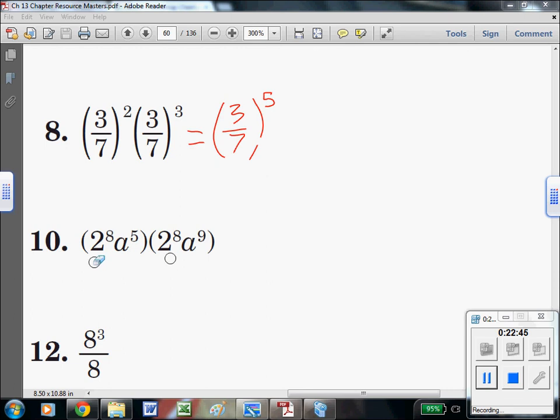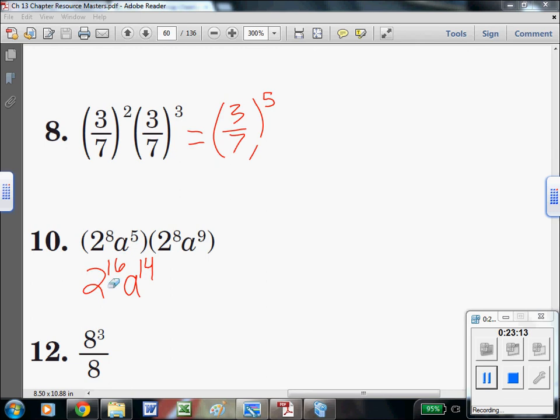All right, number 10, knock through this one real fast because you had one just like it. Our coefficients are common, so that means we have a base, they're the same. So we're going to keep that 2, but we're going to do it to the 8 plus 8 power, so that's 16. So that means we have 2 to the 16th power. And then a is also a like base for both of them. 5 plus 9 is 14. So a to the 14th power. So that's your fully simplified answer for number 10. We have 2 to the 16th power times a to the 14th power. That is the simplest way to say that answer.